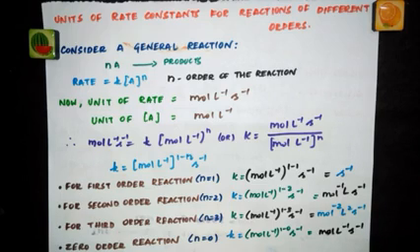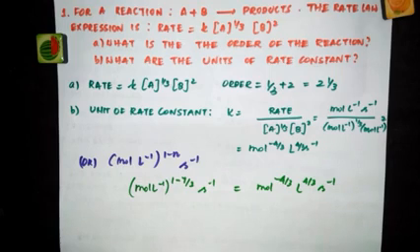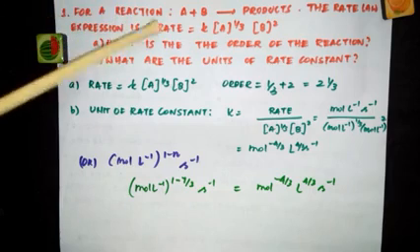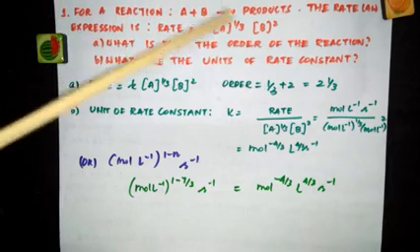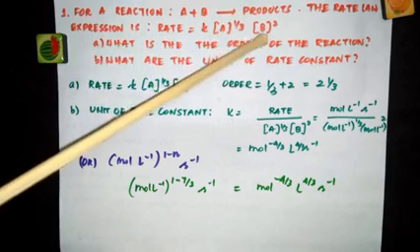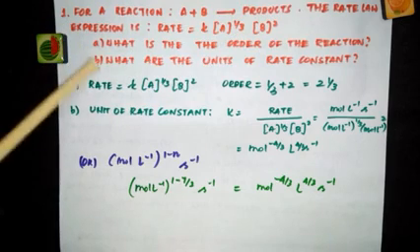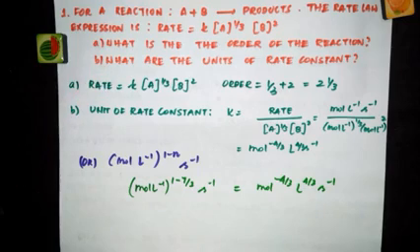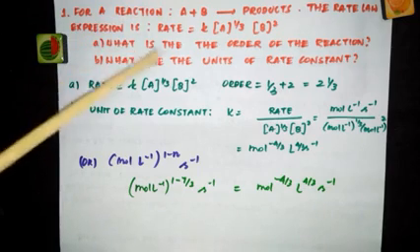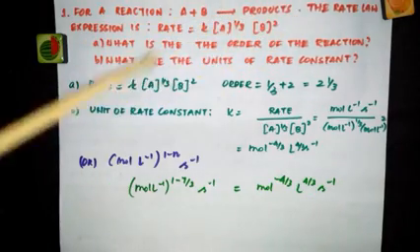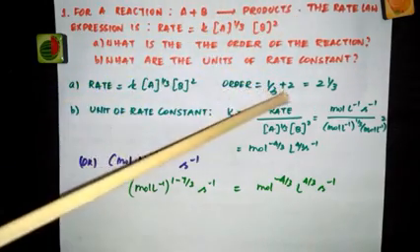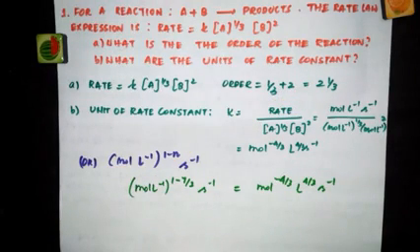Let's see a few examples based on this concept of order of the reaction. For a reaction A plus B giving products, the rate law expression is given as rate is equal to K concentration of A power 1 by 3, concentration of B power 2. First question, what is the order of the reaction? And the next question, what are the units of rate constant? So how to find out the order of the reaction? Sum of the powers. So order is equal to 1 by 3 plus 2. That gives you 2 1 by 3. So what is the order of this reaction? 2 1 by 3.